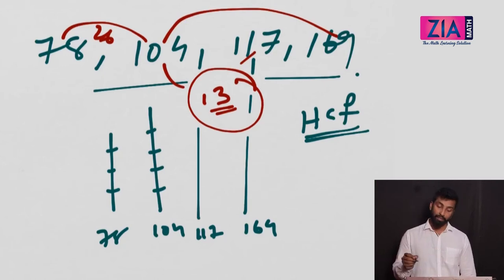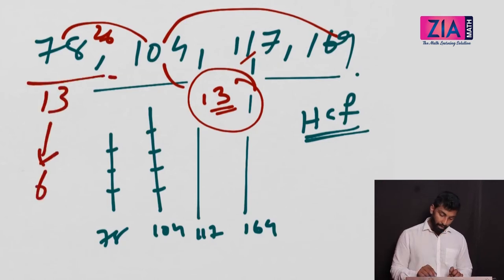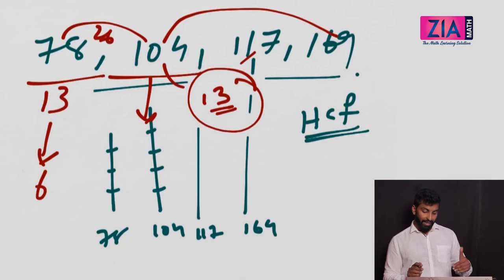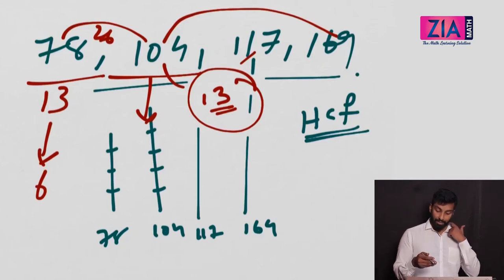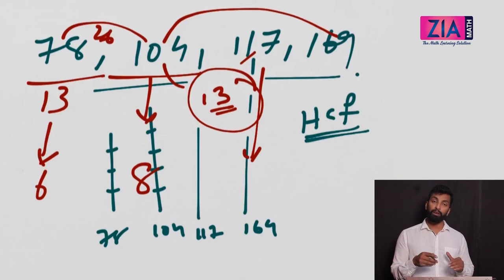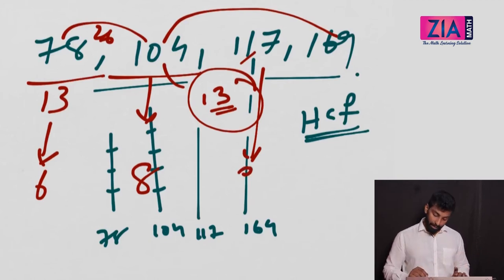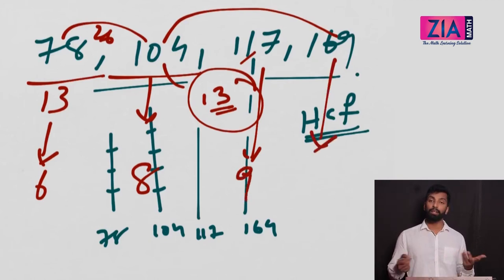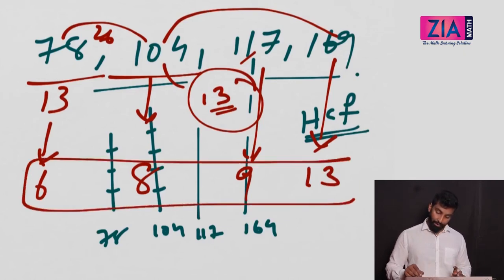So let's do that division first with 13, right? If you divide by 13, you will get 6. If you divide by 13 here, 78 plus 26 is 104. You don't want to divide it completely. So 6 plus 2, 26 means 2. So 6 plus 2, this will be 8. 117 is 104 plus 13, right? So this will be 9. 169, anyway, you know 13 into 13. So 13. So all are divisible. And when you divide, you understood these are the quotients.